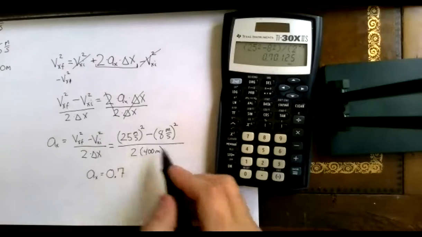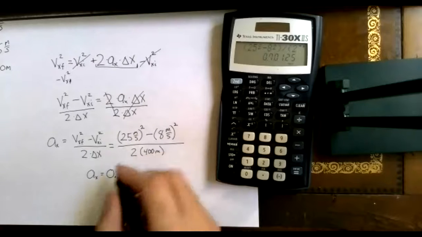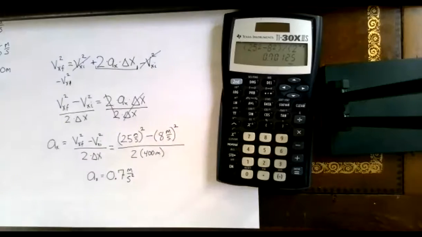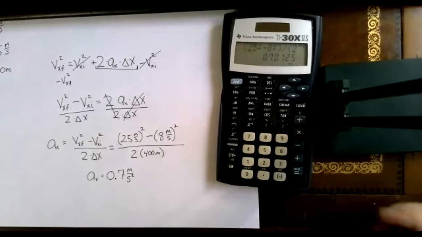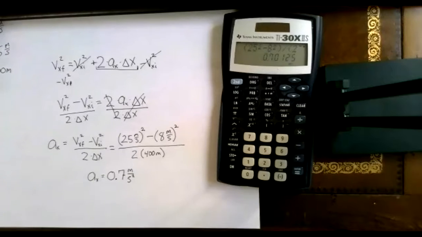0.7, and the units I have are, if I've got meters per second both squared divided by meters, I end up with meters per second squared, which is good. That's the unit for acceleration. And 0.7 meters per second squared isn't a big acceleration, but it takes it a while to go from 8 to 25, so a pretty small acceleration seems reasonable.